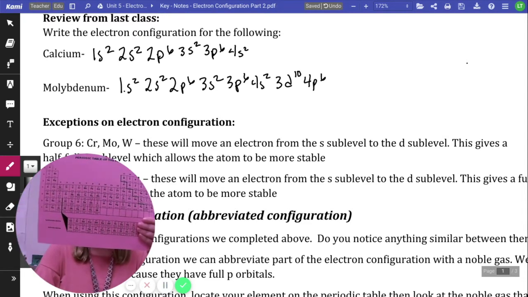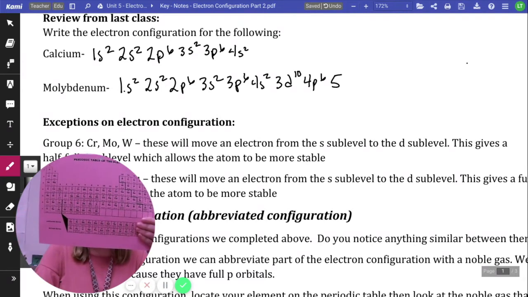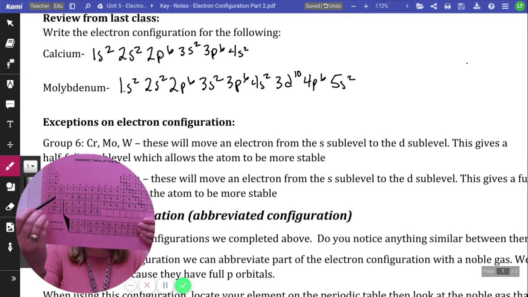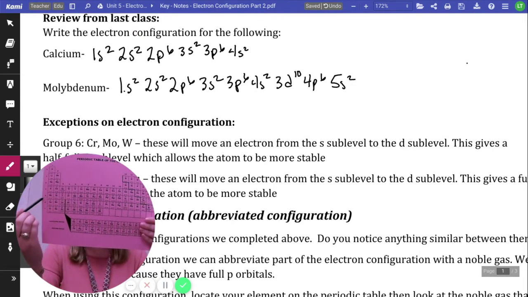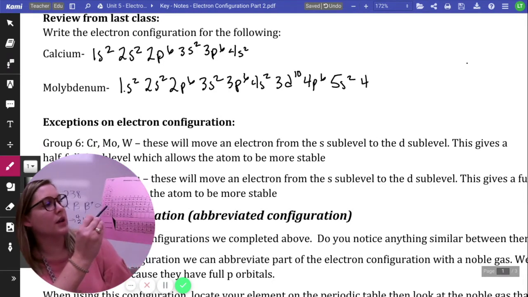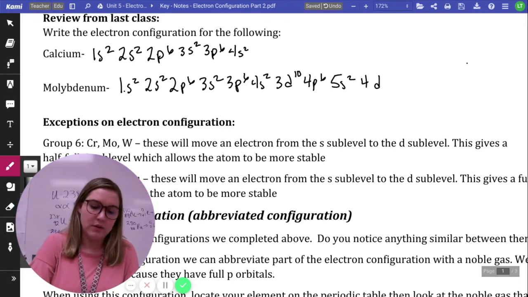Then come over here. We are 5s sublevel, and we cross 1, 2 boxes. And finally, last but certainly not least, we have our 4d, because remember, once again, D sublevel is one row down. We are crossing 1, 2, 3, 4 boxes. So 4d4.